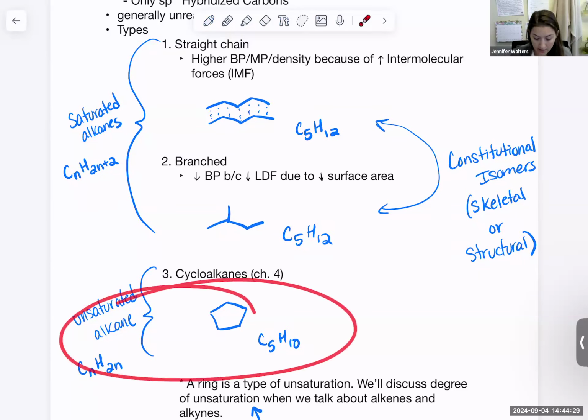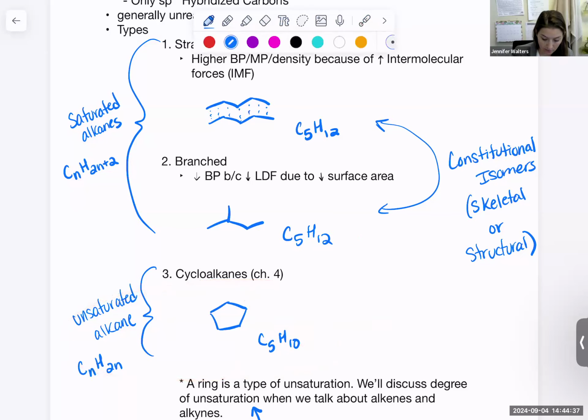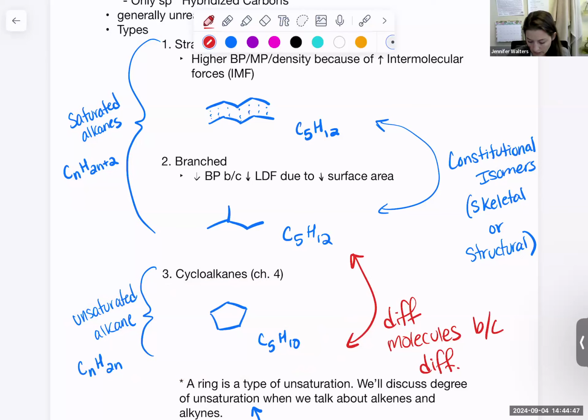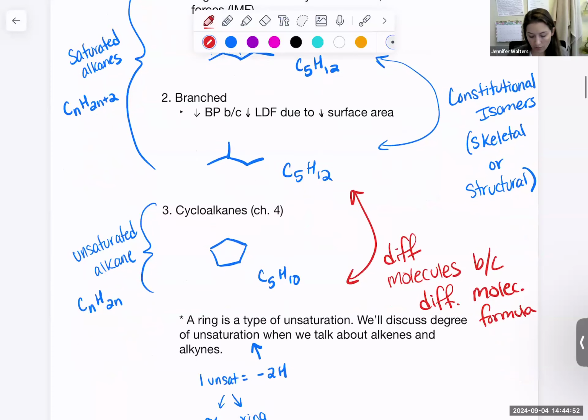Your cycloalkane, this is not a constitutional isomer. It's not a skeletal isomer. These are not isomers. These are just different molecules, because they have different molecular formulas. We'll talk about unsaturations more when we get to alkenes and alkynes. We'll talk about our isomers more when we get to stereoisomers later on, I think in chapter 5.